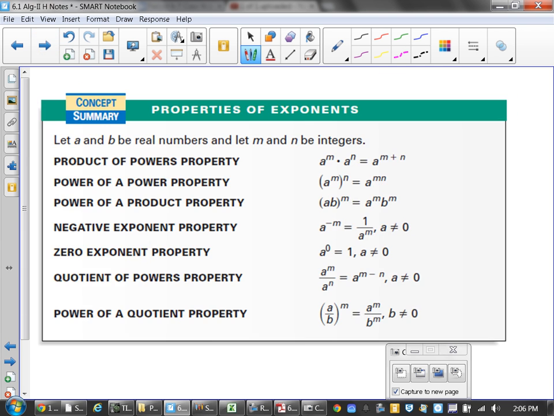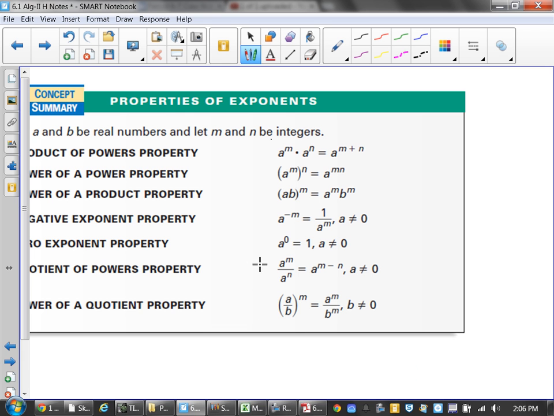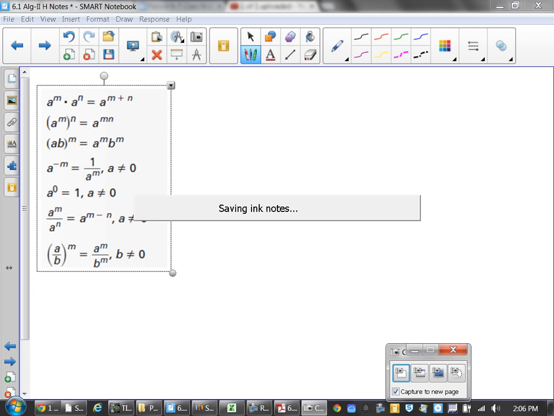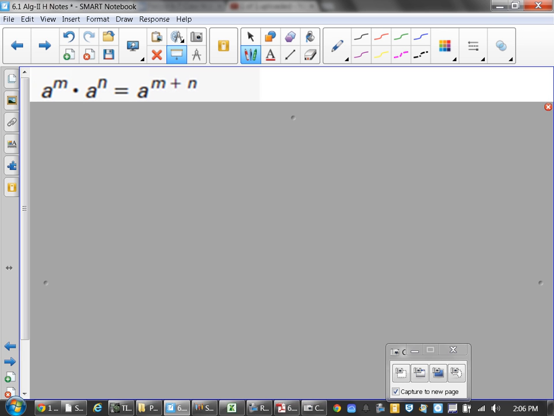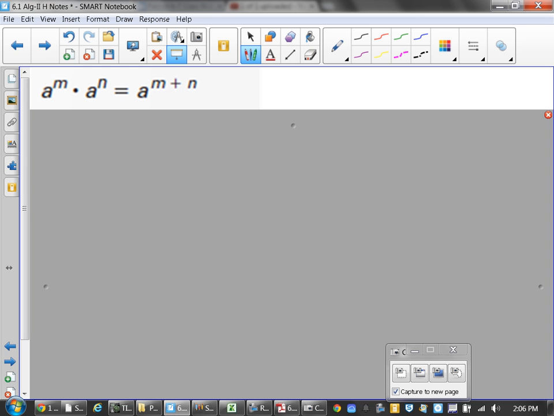Which leads us to remembering properties. Now, for the most part, guys, come on. I don't want to talk over you, okay? For the most part, you guys have all done this before. It's just a matter of remembering it.